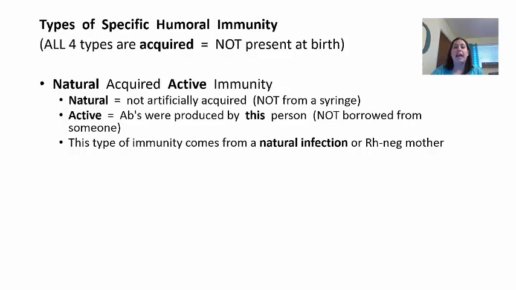The reason is, if it's natural immunity, it means it's not artificially acquired. You didn't get it from a syringe. It means you were exposed to it naturally. The active part means that the antibodies that were produced, you produced yourself. Your body actively made the antibodies, so you didn't borrow them from anybody. This type of immunity comes from a natural infection, or like an Rh negative mother having an Rh positive baby. You are exposed to chickenpox, you have the chickenpox, you naturally acquired it, and you actively fought it. That's what it's talking about here.